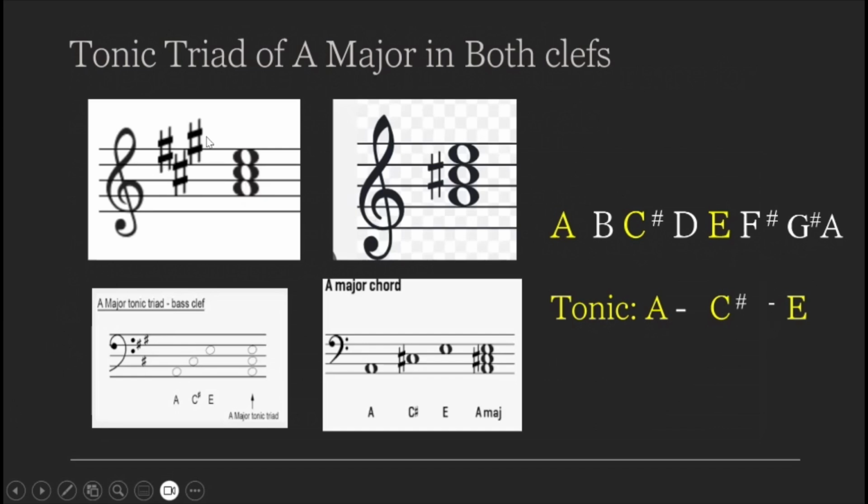Now, look at this. In the first example, our first note is on A. The second note, is it on C or C sharp? C sharp. Why? It is C sharp because according to the key signature, C has been sharpened.